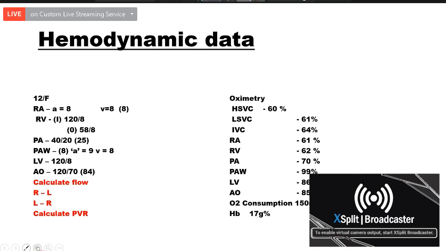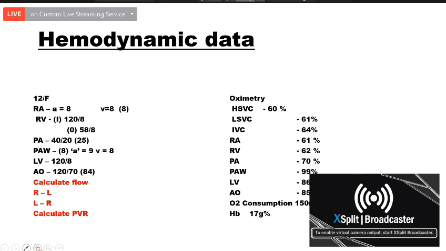SVC saturation 60%, sir. IVC 64. RA 61. No step up or step down. RV 62. No step up or step down. And PA 70, sir. There is a step up of 8%. Don't use unnecessary words. From the data provided, there is an 8% step up at the pulmonary artery level.